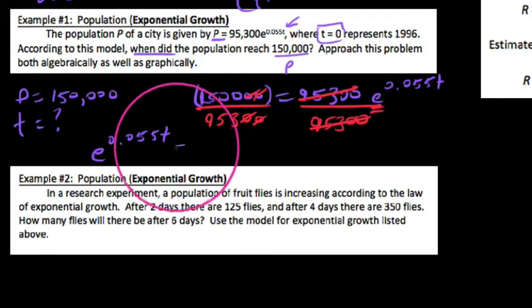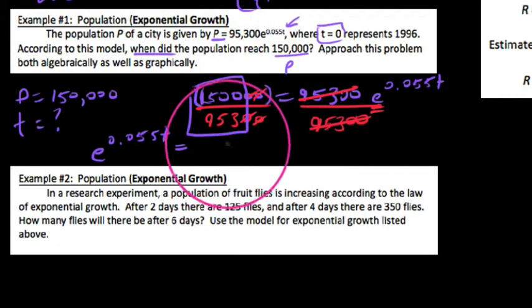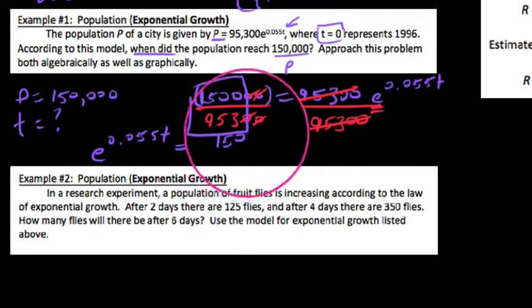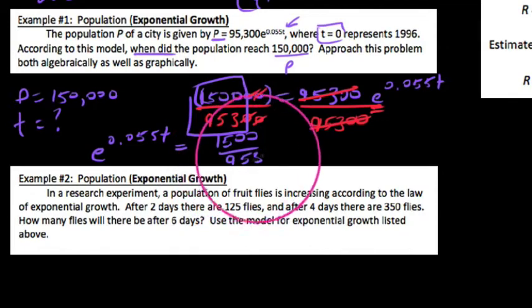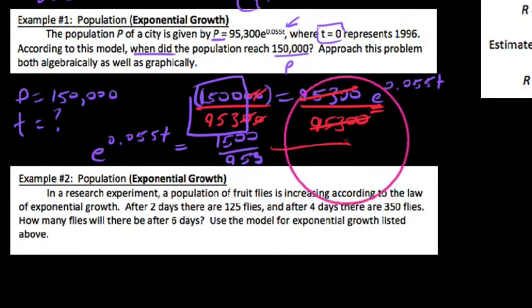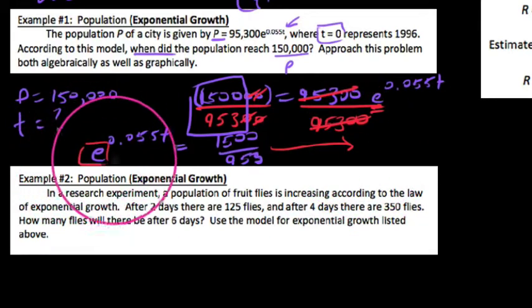We say e to the 0.055t. Give me some license here to put e on the left now, and I'm going to put this quantity 1500 over 953 on the right. So we say 1500 over 953. What we want to do now is write this logarithmically. We'll do this over here, but our base is e.